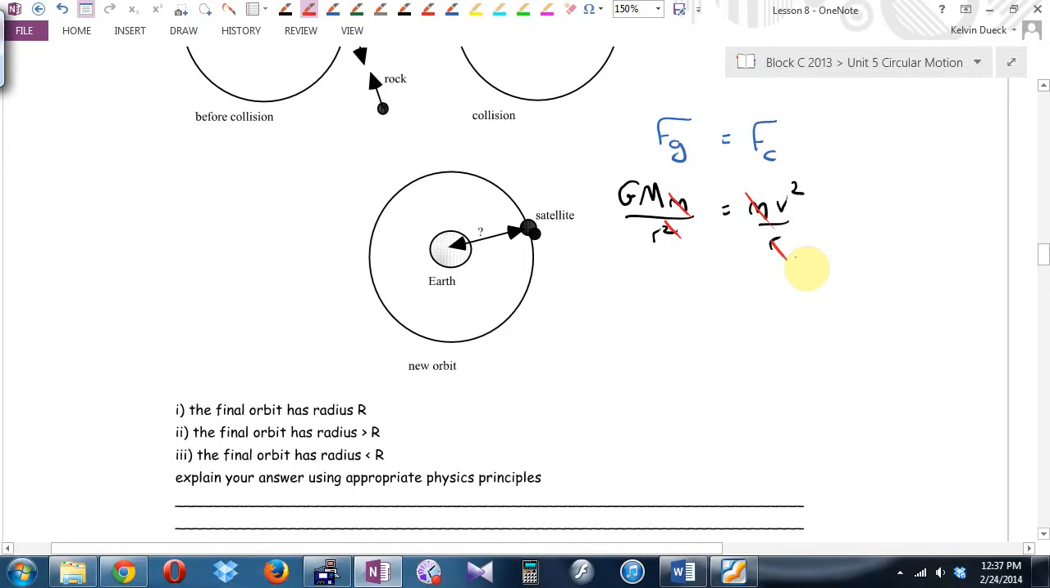Now what? If I was trying to make a prediction, if I was trying to do a proof, now what? What do you think I want to get by itself?